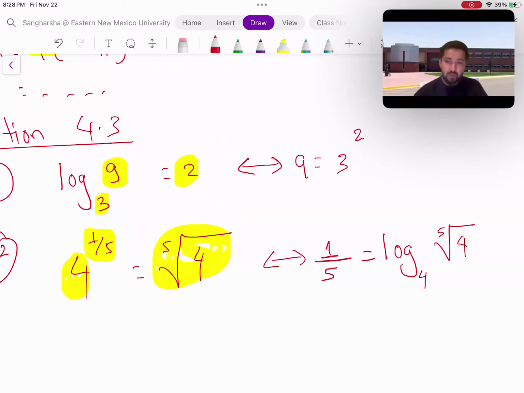You have the 2 questions. One question you have to convert log into exponential, and the second question is you are converting exponential into log. Now, does anyone need more examples for this type?